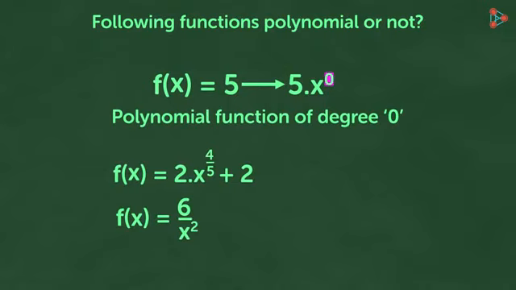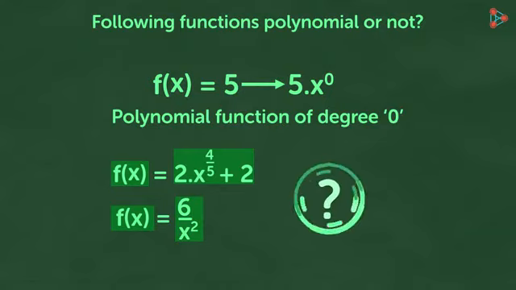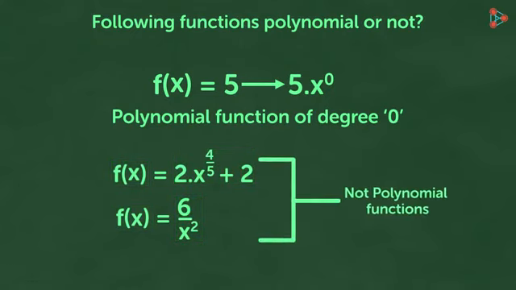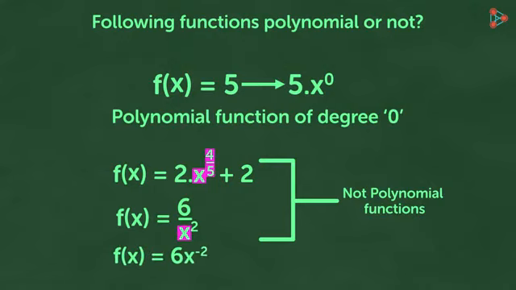What about these two functions? f(x) = 2 multiplied by x raised to 4/5, plus 2. And the function f(x) = 6 over x squared. Are they polynomial functions or not? They are both not polynomial functions. This is because the x term in the first f(x) is raised to a fractional power. For it to be a polynomial, the power of x can only be a non-negative integer. Similarly, in the second function, the x term in f(x) has a negative power. Hence, they both aren't polynomial functions.